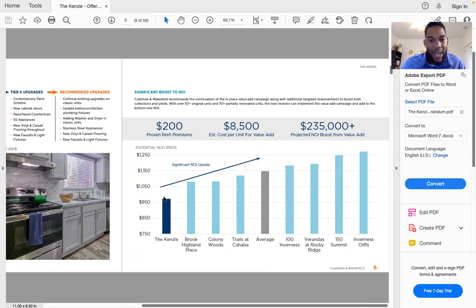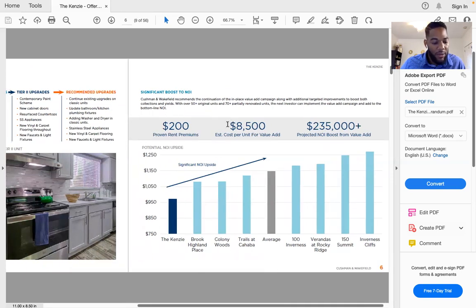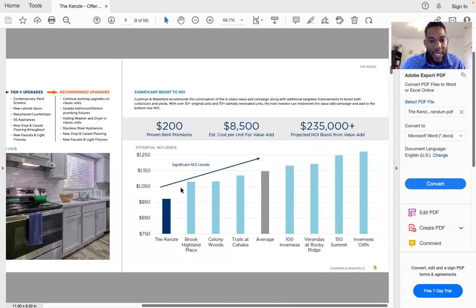So, by us putting in $8,500 a unit, do y'all think we can potentially catch up on this upside? They're saying the average in the market right here is 1150. We're at around 965-ish right now. Do y'all think that by putting in 8,500 a unit we could potentially catch up to what the average is here, considering this property, the Kenzie, is located in a really good A-class area? Do y'all see some potential value add right there? Or any thoughts on that?